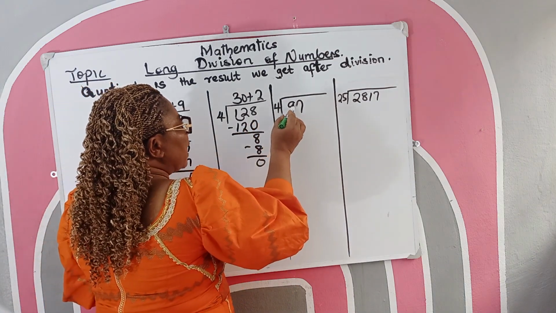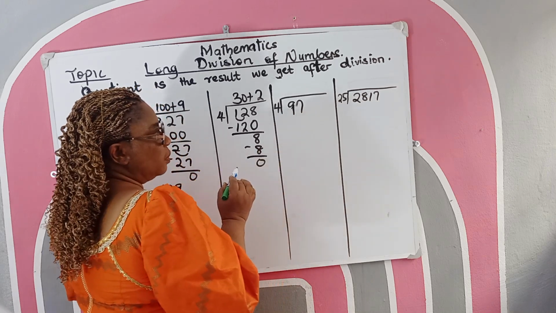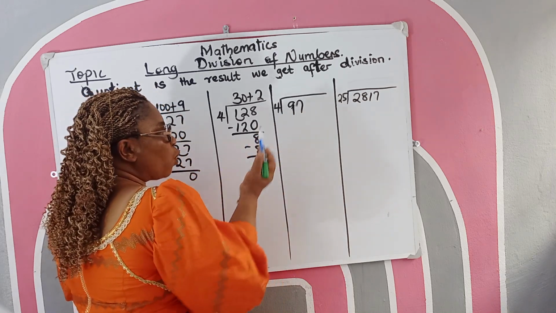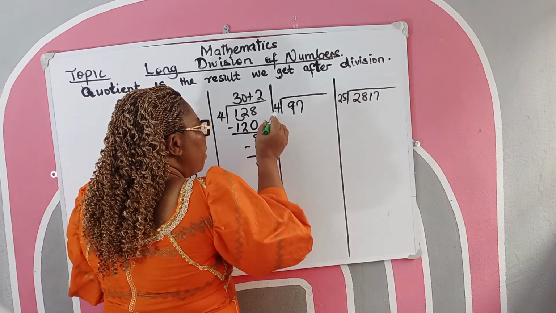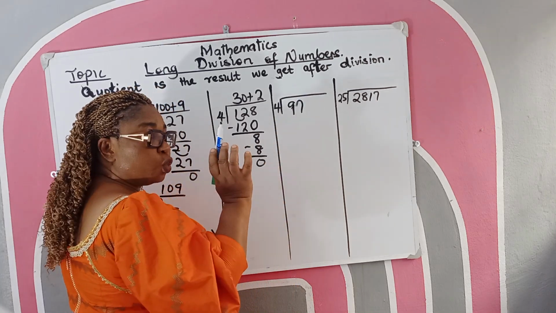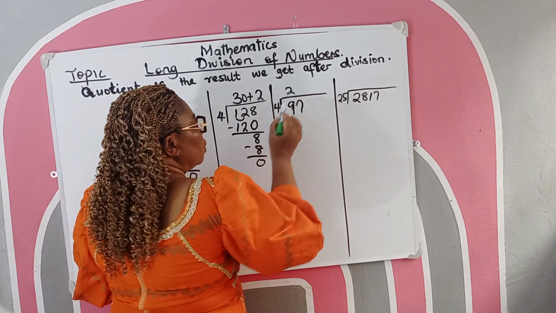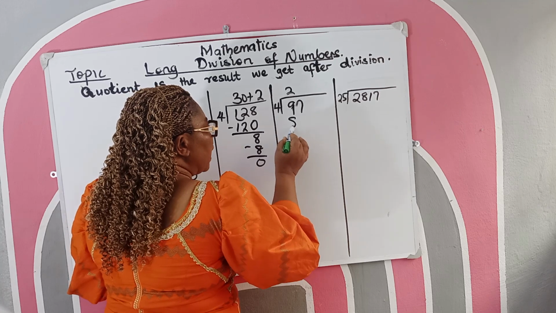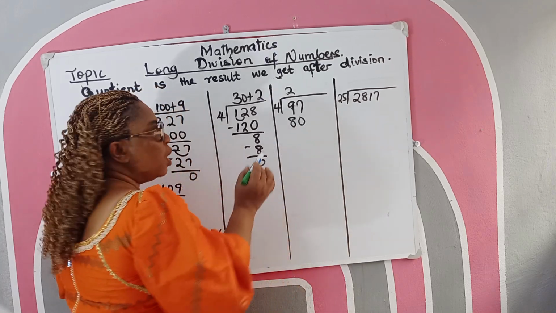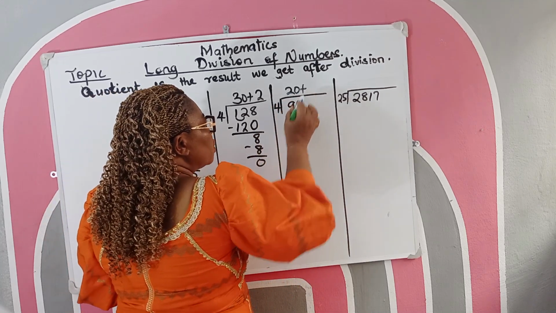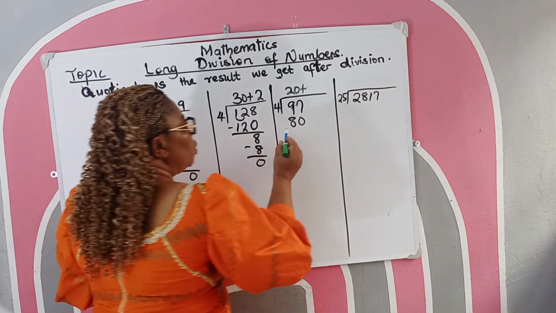4 divide 9. Don't say 4 divide 97 outright. Take it one by one. 4 divide 9. How many 4 is inside 9? We have 2. So we say 2. 4 times 2 will give you 8. Look at the space here. I put it 0. And that 0, I represent it here also. Watch me. You subtract.